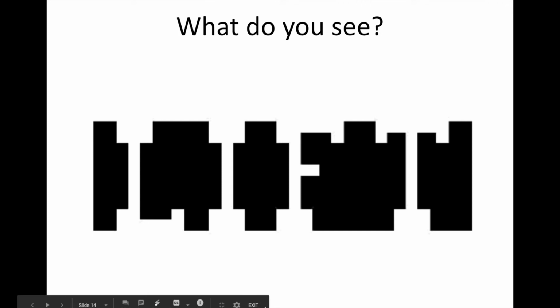Slide 14, simple, straightforward, short answer. Slide 14 just says, what do you see? So tell me what you see.